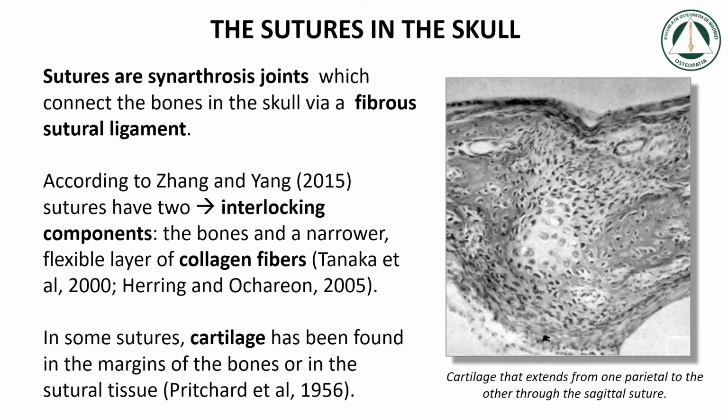Sutures are synarthrosis joints, which connect the bones in the skull via a fibrous sutural ligament. According to Zhang and Yang, 2015, sutures have two interlocking components: the bones and a narrower, flexible layer of collagen fibers. In some sutures, cartilage has been found in the margins of the bones, or in the sutural tissue. The photography on the right shows cartilage that extends, from one parietal to the other, through the sagittal suture.